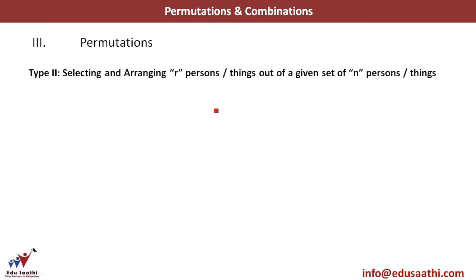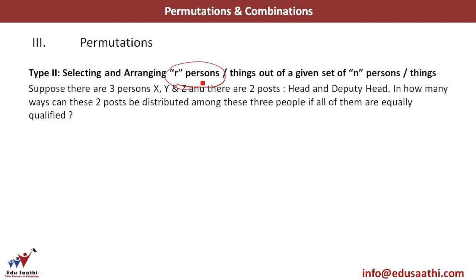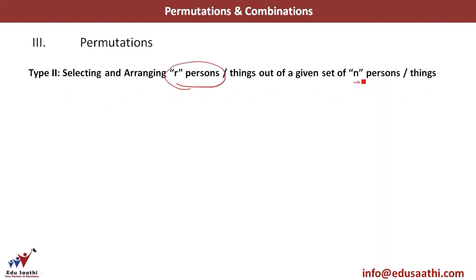In type 2, I have to select r persons from a given set of n persons. For example, if I am given 5 people, I have to select and arrange only 2 out of them, not all 5, only 2 out of them. So let's take a question on this.